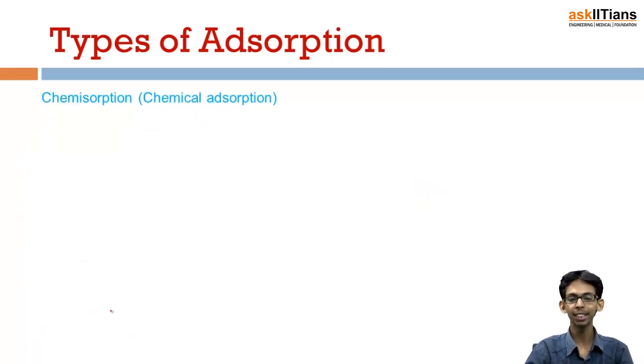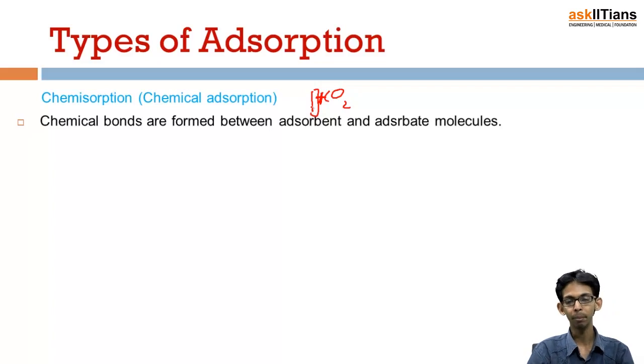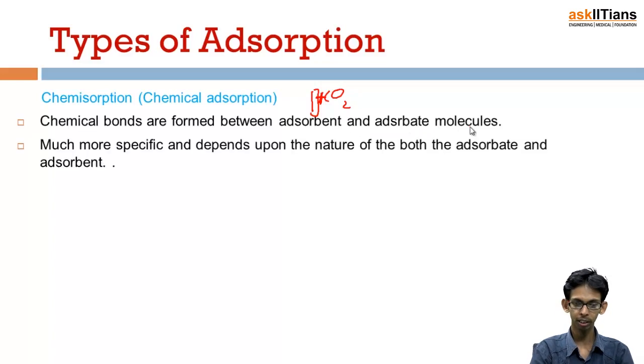Next type of adsorption is chemical adsorption, and this is a type of adsorption in which some chemical bonds are formed between adsorbent and adsorbate molecules. Let's say this is the surface, a molecule comes together and there is formation of a chemical bond and satisfaction of valency, then it is called chemical adsorption. Chemical bonds are formed between adsorbent and adsorbate molecules, and this is much more specific and depends upon the nature of both adsorbate and adsorbent.